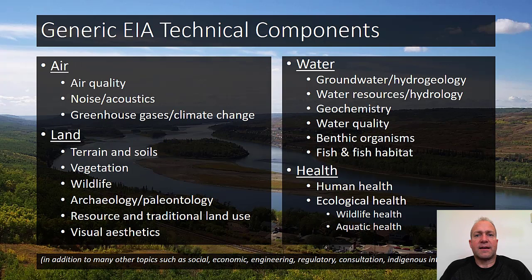So looking at some of the technical components, these are sort of the generic breakdown. In other words, this is what you might see in a textbook or just a general EIA that doesn't have a lot of really unique effects. This is definitely not the case with Site C, but it's a good place for us to start. So I've broken it down into air, land, water, and health, and this is often how an EIA is broken down.